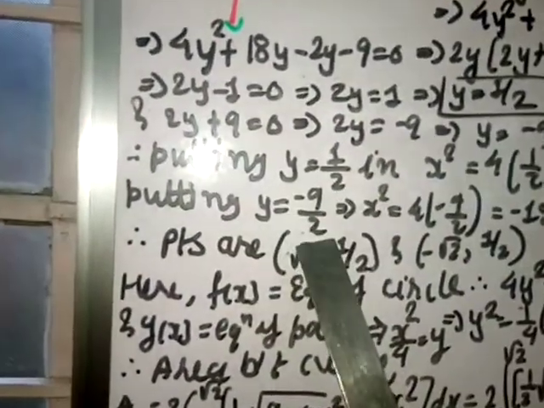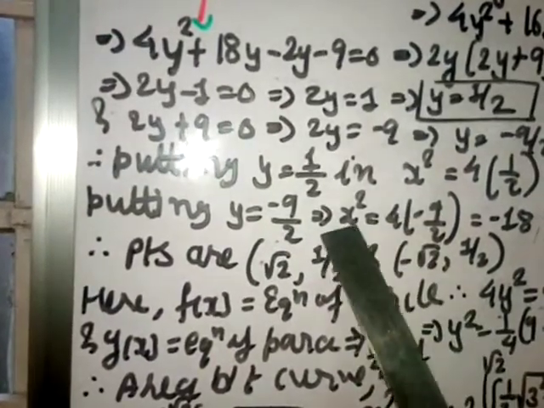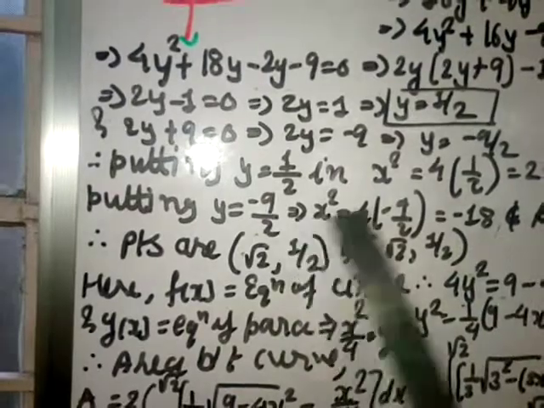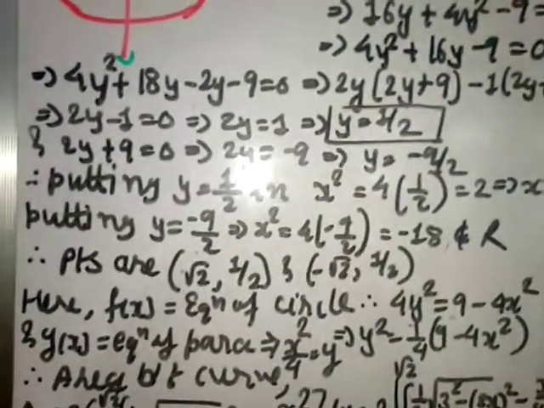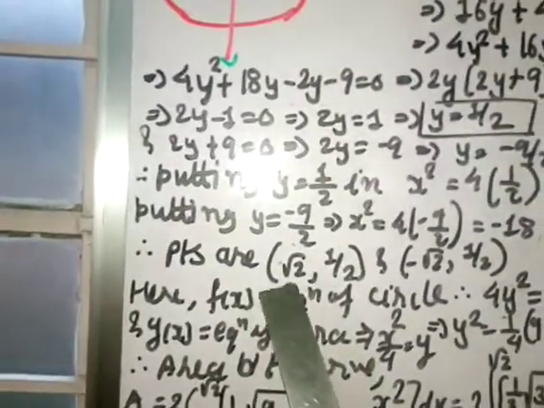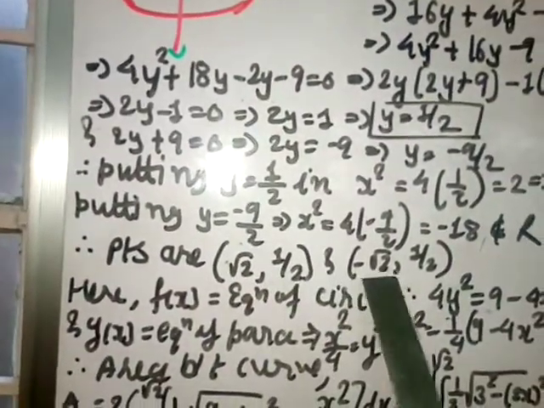Put y is equal to minus 9 by 2. So x square is equal to 4 into minus 9 by 2, cut by 2, minus 18. But x square is equal to minus 18 is not a real number. It will be imaginary, so we neglect it. So the points are root 2, 1 by 2 and minus root 2, 1 by 2. So this point is root 2, 1 by 2 and this is minus root 2, 1 by 2.